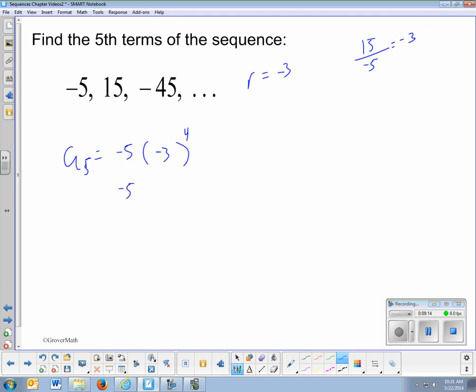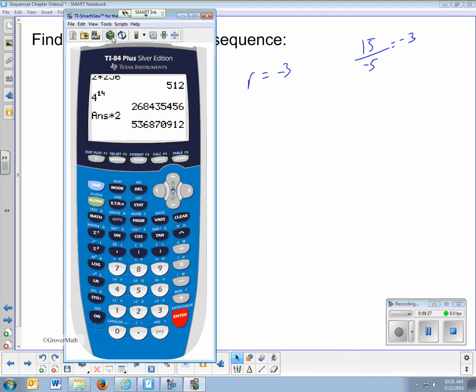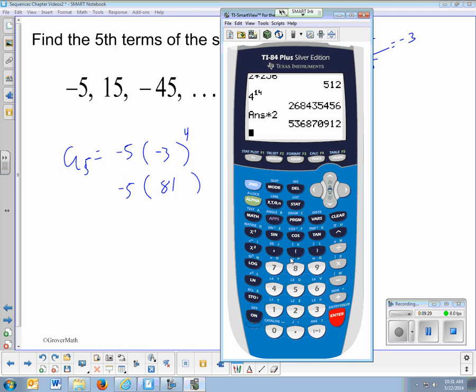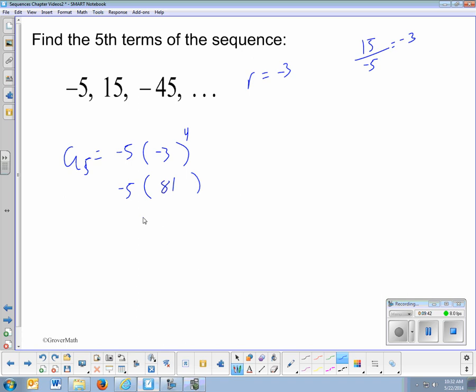So this is going to be -5 times, well, what's -3 to the 4th? Well, remember, because it's being raised to an even exponent, it's going to turn positive. Let's see, 3 cubed is 27. I believe that's 81. I can confirm that on here. I've got to use parentheses, -3, parentheses, raised to the 4th power. Yep, and times -5 is -405. So -405 is my answer here.